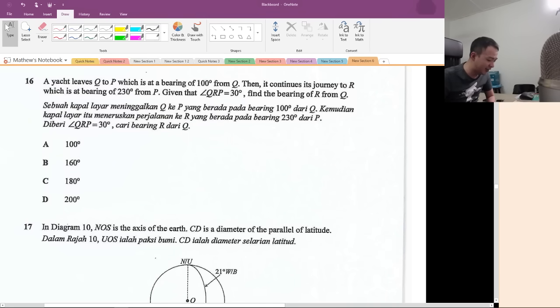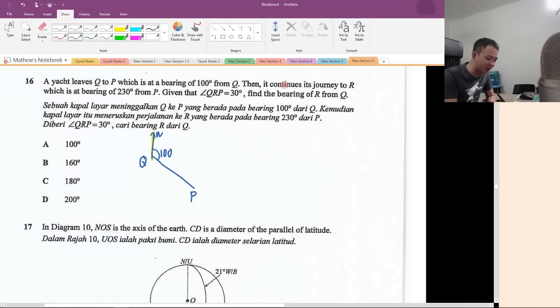A yard lift Q to P, which is at a bearing of 100 from Q. So 100, I will roughly get some idea here. So this is north. 100 is roughly like this. 100 from Q. So this is Q, this is P here.